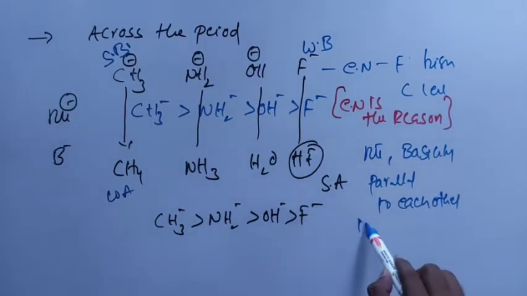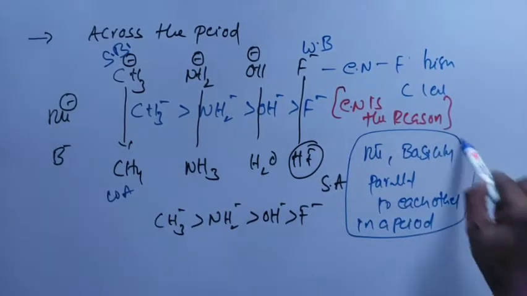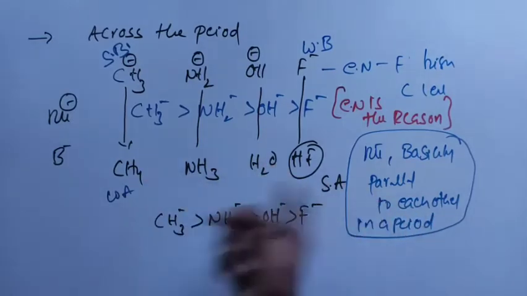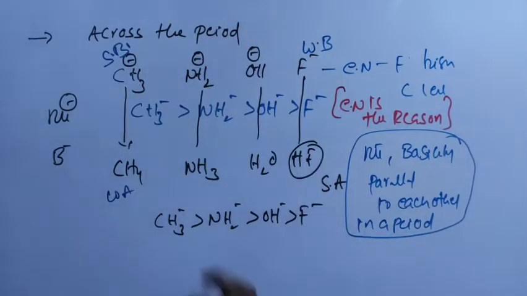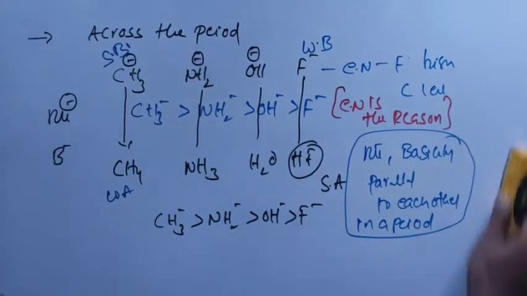Where they are parallel in a period. So this point you just print in your brain. Basicity is decided by the strength or stability of the base, and nucleophilicity is decided based on electronegativity. This is across the period.